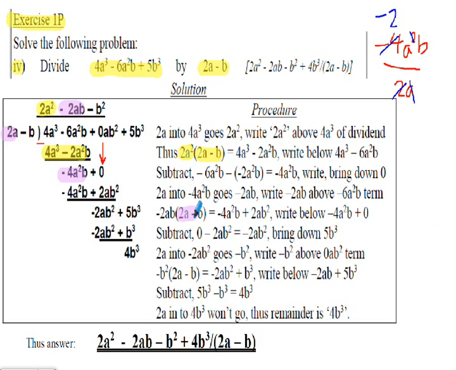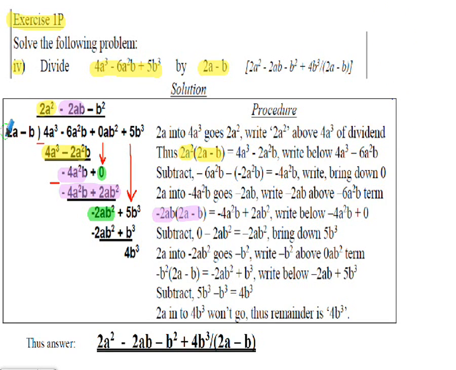Then we multiply the 2a minus b by the negative 2ab. That produces negative 4a squared b plus 2ab squared. Subtracting, negative 4a squared b minus the negative 4a squared b. That becomes 0 here. And then the 0 minus the positive 2ab squared. Careful there, that's negative 2ab squared. Bringing down the last term in the dividend, the positive 5b cubed.